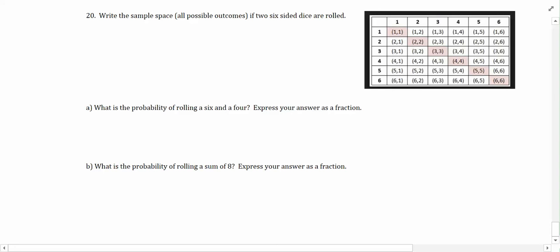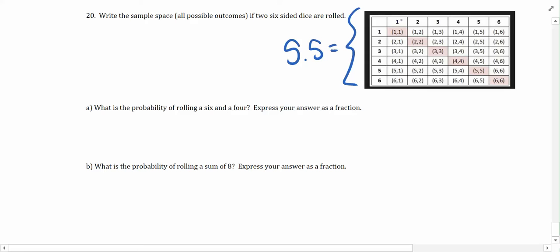Number 20 wants us to write the sample space, which is all possible outcomes, of two six-sided dice being rolled. Okay, so the sample space is, I found this online. This is a really good way to think about it, okay?